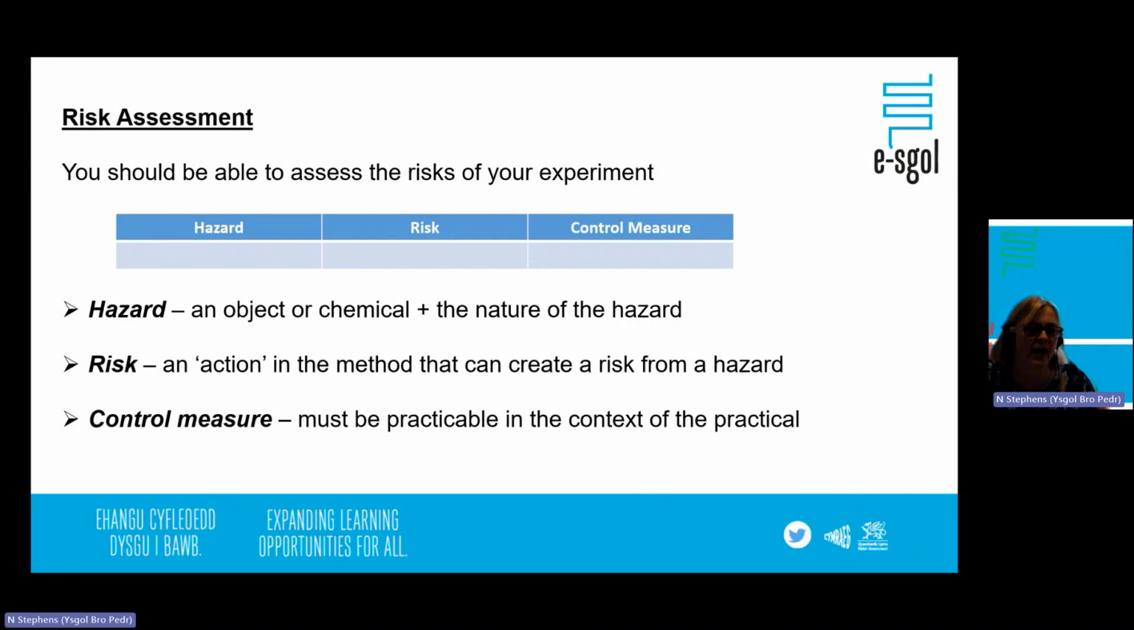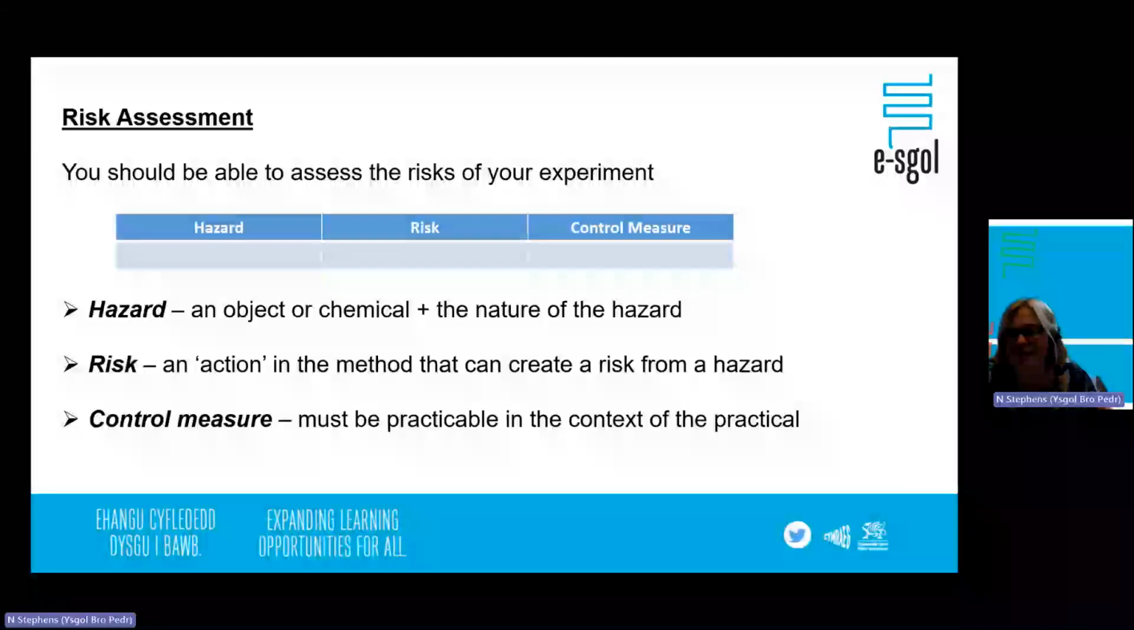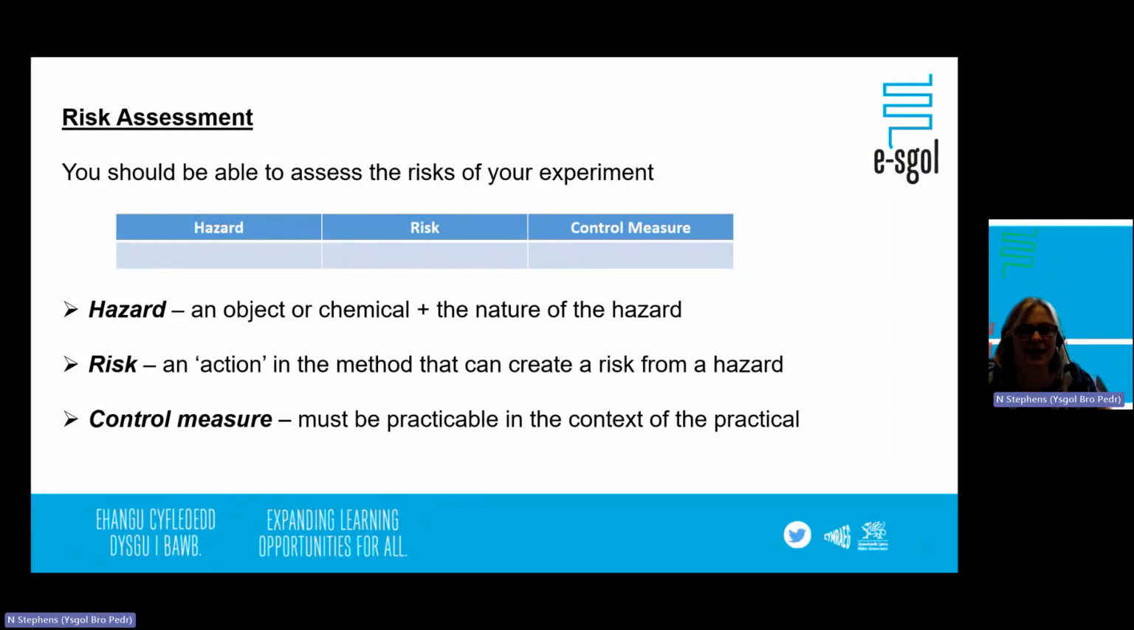As it says there, the hazard is the object or the chemical. Don't forget to mention the nature of that hazard, whether it's corrosive, etc. The risk then is a specific action. If you look at your laboratory book, it is the point within the method you are following at which it could potentially create a risk for you from any of the hazards you previously mentioned in the risk assessment. And then the control measure: don't forget that it has to be practicable. So it has to be sensible, realistic, and reasonable within the context of the practical that you're carrying out.